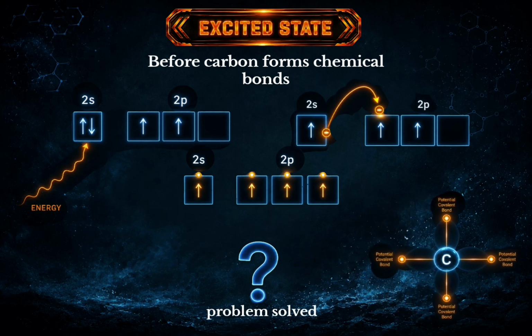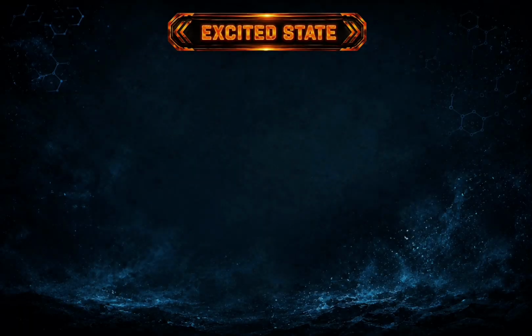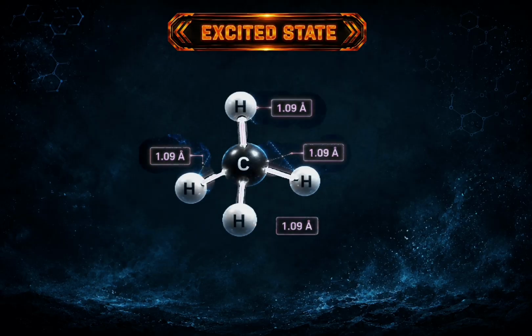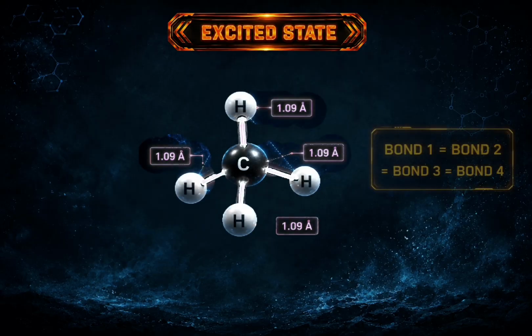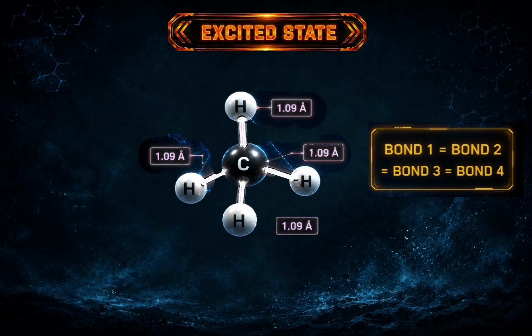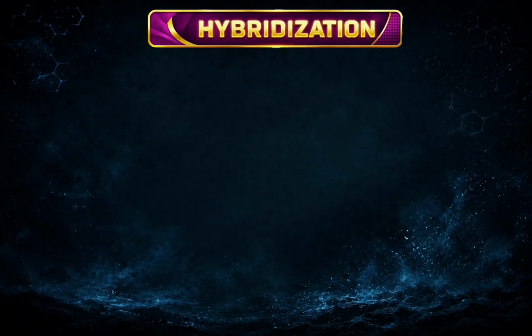Problem solved? Not quite. A new question appears. These 4 orbitals are not identical. One is an s orbital, while the other 3 are p orbitals. So if the orbitals themselves are different, why are all 4 carbon-hydrogen bonds in methane exactly the same length and exactly the same strength? The answer lies in a remarkable process called hybridization, and that's exactly what we're going to explore now. So, what exactly is hybridization?